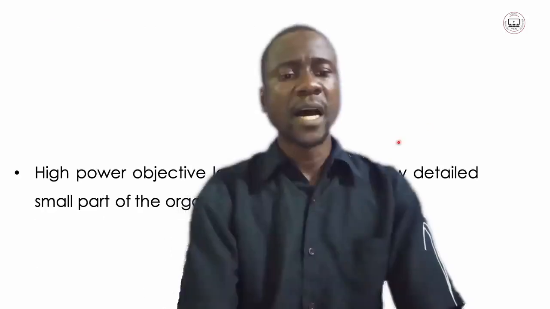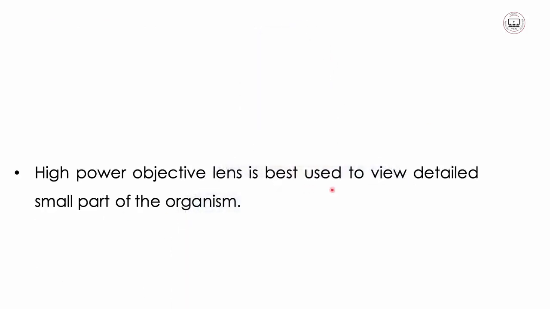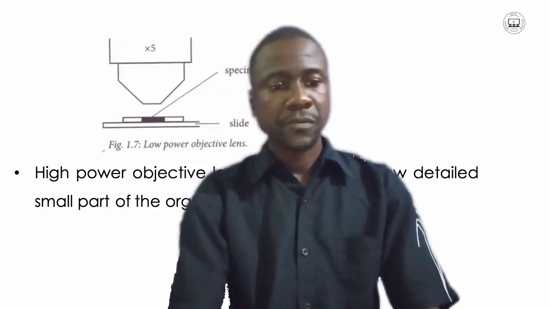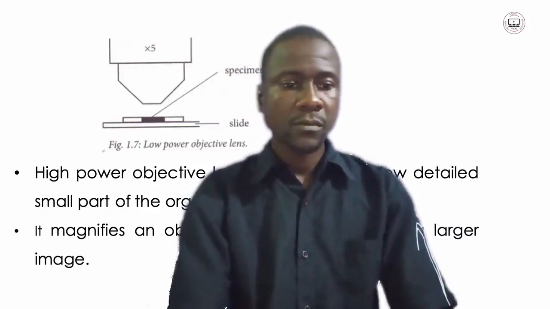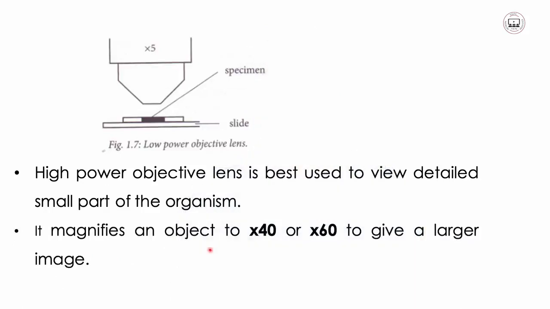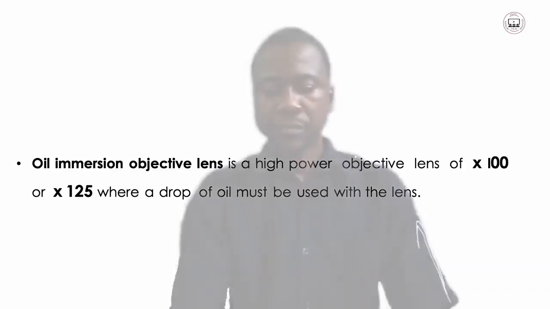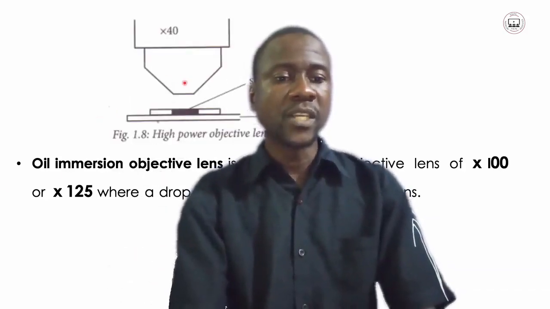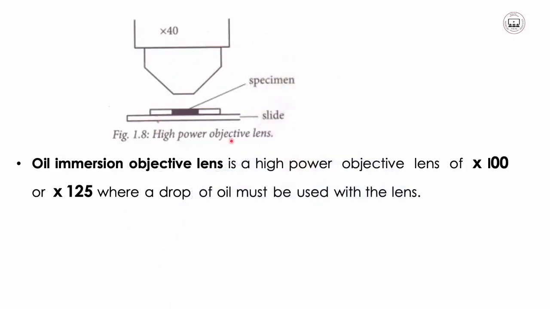Now we have the high power objective lens, which is best used to view detailed small parts of the organism. So it magnifies an object to times 40 or times 60 to give a larger image. So this is the diagram of the high power objective lens.